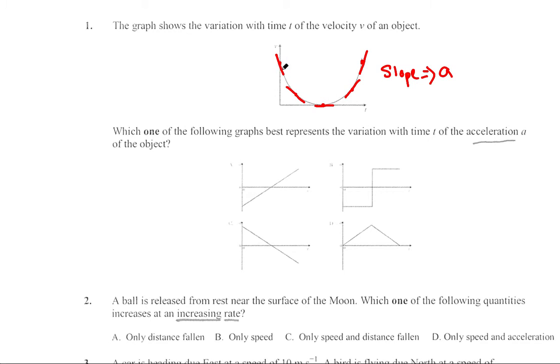So now I see that the slope starts off really steep. It is in the negative direction, so I'm looking for something that starts off negative and a big value. Okay, so right off the bat, I can eliminate these 2 choices. And then I also see a slope of 0. Okay, so there's a slope of 0, there's a slope of 0. That means my acceleration is 0. So the acceleration has got to have a 0 value.